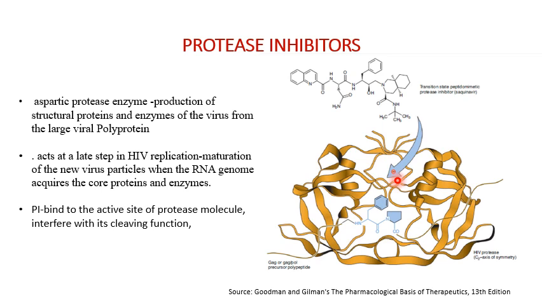Here you can see this is the gag-pol. These are the genes for the structural proteins, and this is the precursor polypeptide, and the protease enzyme cleaves it into the effective structural proteins. These protease inhibitors will block this process; they inhibit the protease enzyme and block the cleaving function of the enzyme.